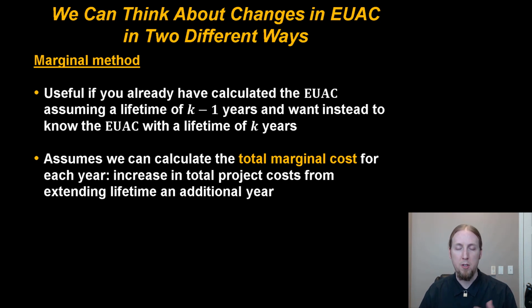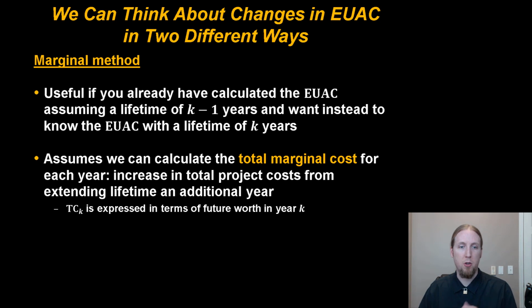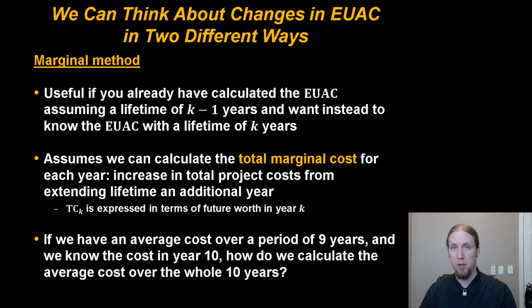What this assumes is that we know something called a total marginal cost for each year, and that's what we have to calculate. It's the increase in the total project cost from extending the lifetime one more year. So this total marginal cost associated with year K is expressed in terms of a future worth in year K. That's what we're going to need in order for the formula that I'll show you to work.